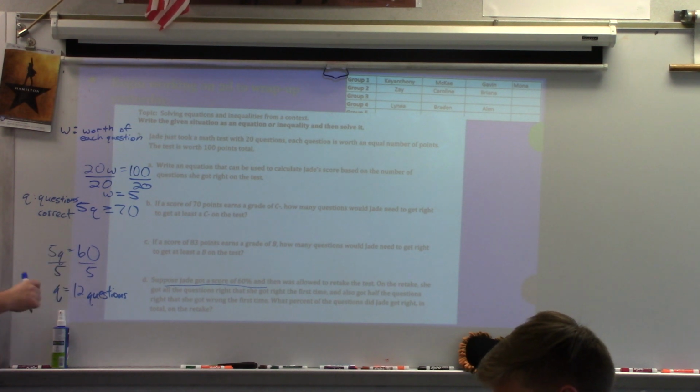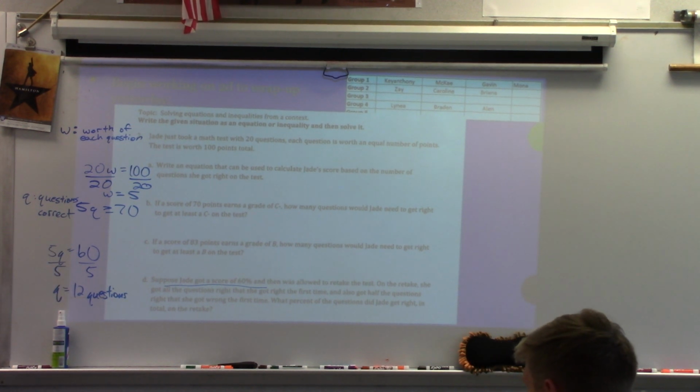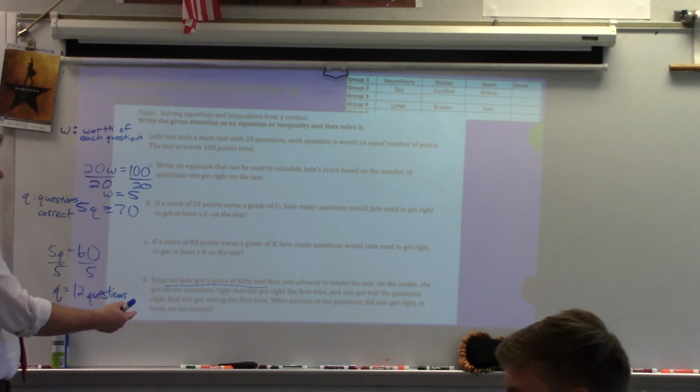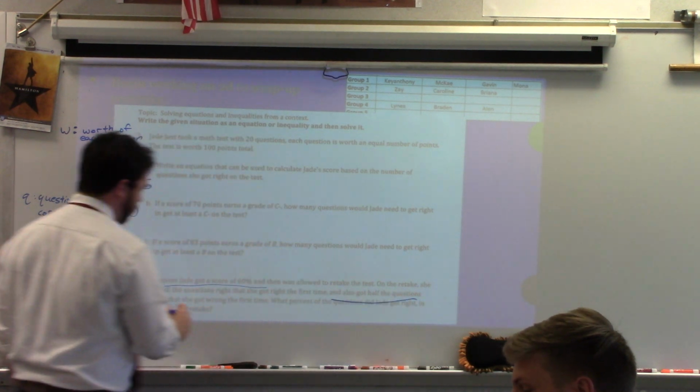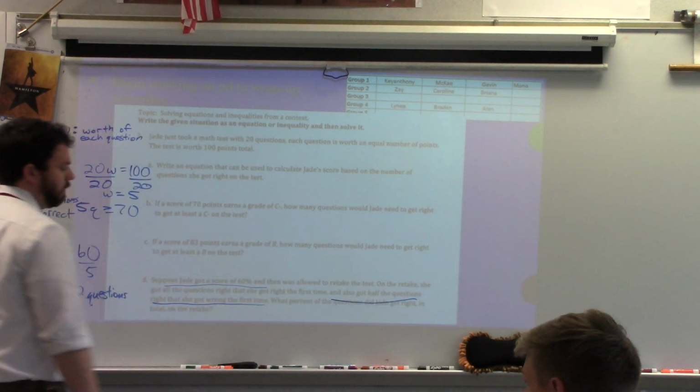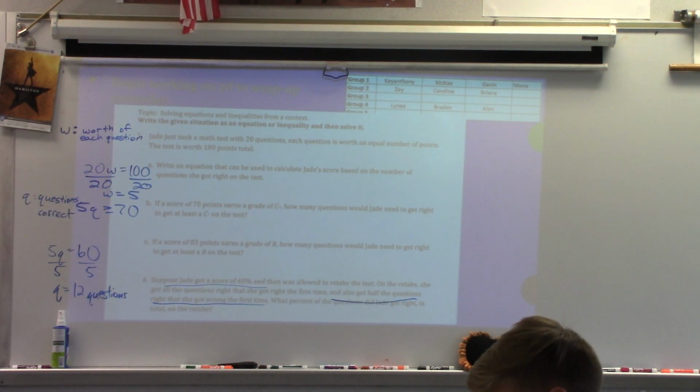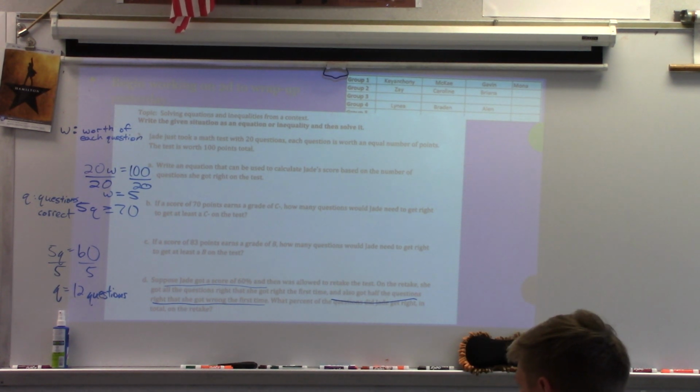Start at the beginning. There's important information there. Right? And so on the retake, she got all the questions right that she got the first time, 12. And also got half of the questions right that she got wrong the first time. So, McKay, how many did she get wrong the first time, and how many more did she get correct this time? She got 12 questions correct originally.